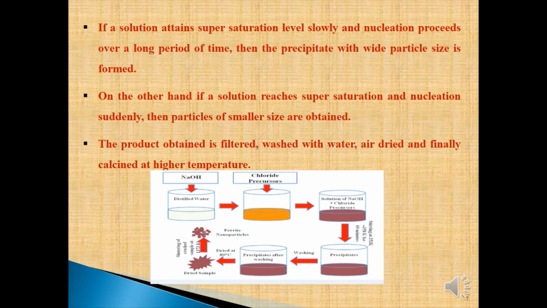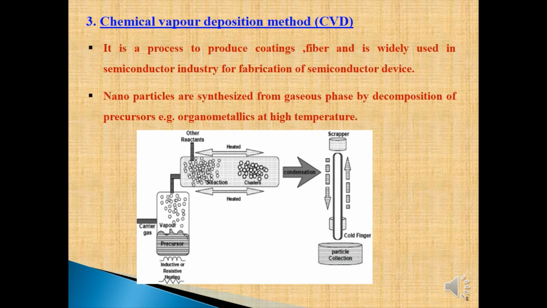The third method for preparation of nanomaterial is by chemical vapor deposition method, also known as CVD process. It is a process to produce coatings, fiber, and it is widely used in semiconductor industry for fabrication of semiconductor device. Nanoparticles are synthesized from gaseous phase by deposition of precursors at high temperature. In the below diagram, systematic representation of CVD process is given.